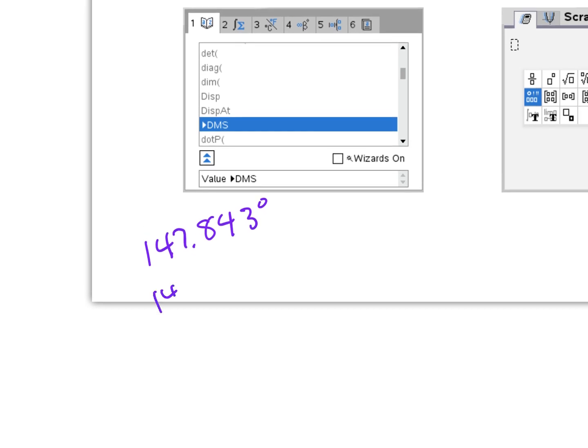So it's 147 degrees, 50 minutes, 34.8 seconds. Here's the beautiful thing about what you've just done. Your calculator is going to stay in this position in the catalog until you move it. And there's no reason to move it right now because that's what you need. So keep it right there, and then anytime you hit that little catalog key, the little book, you're going to be right there at the DMS that you need. Bravo.